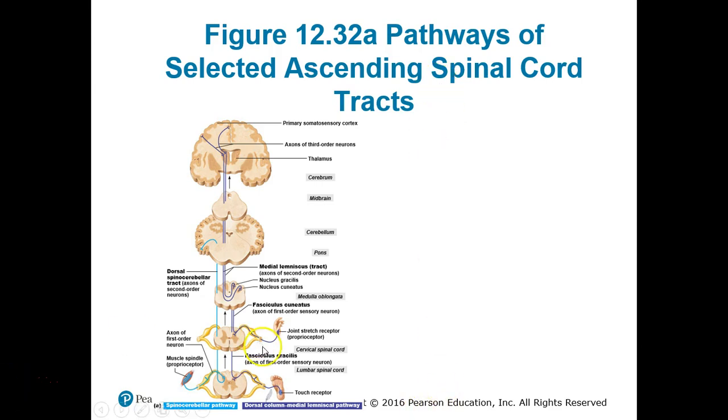So this is just a diagram representation, and these aren't the best diagrams. It's a lot of information to try and represent here on one plate, but on the right hand side here we've got the dorsal column medial lemniscus pathway, which is carrying in this case touch sensation or proprioceptive sensation.